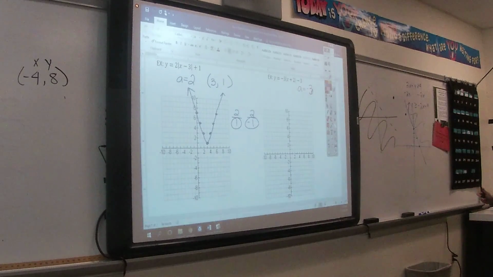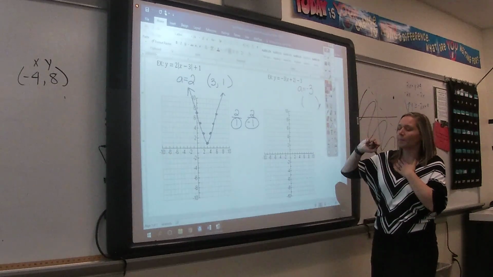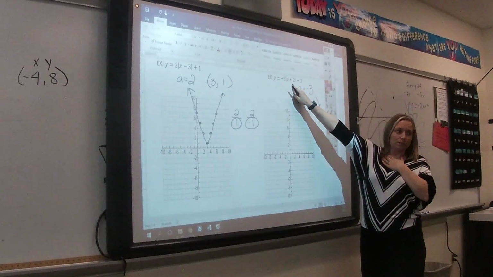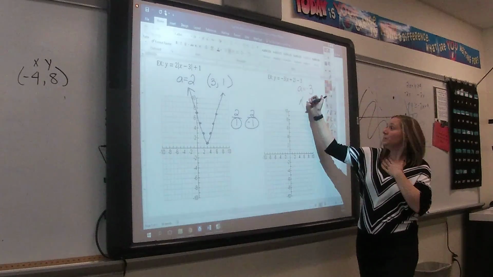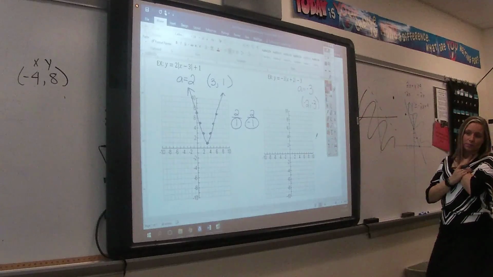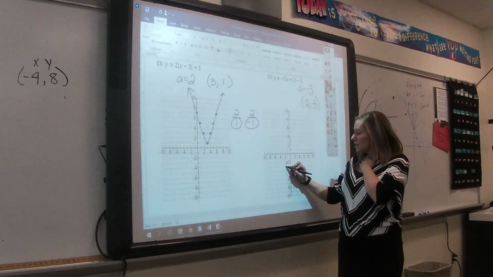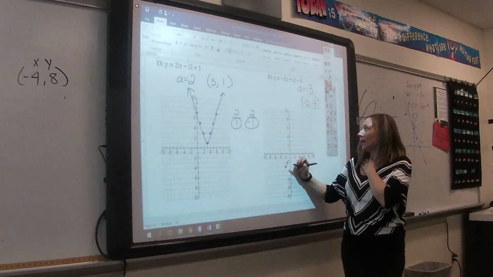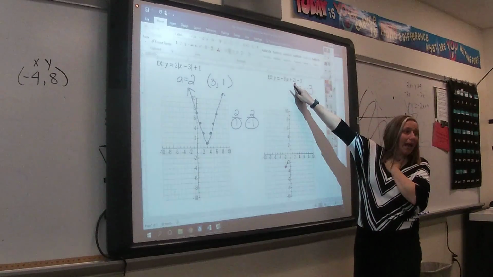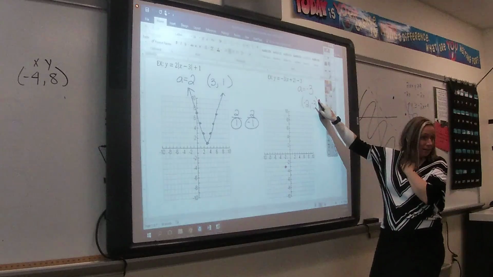Okay, so then we need to find our ordered pair that we're going to start with. So what's going to be our starting point? Negative 2, negative 3. Okay, so we're going to plot the point negative 2, negative 3, right? I changed the sign of my H. I did not change the sign of my K.